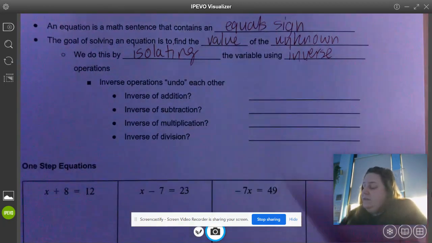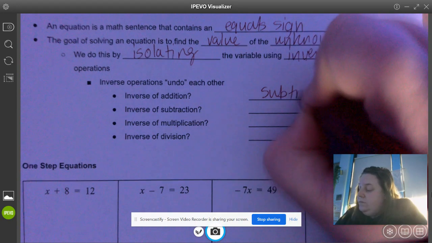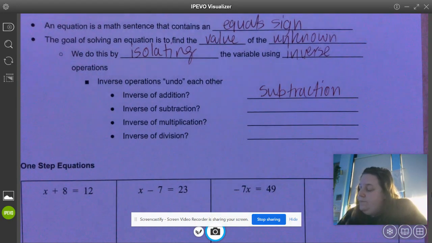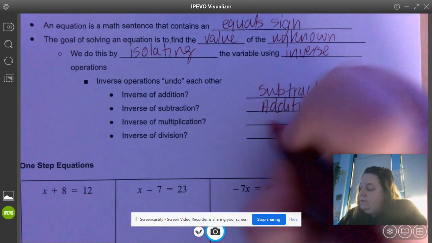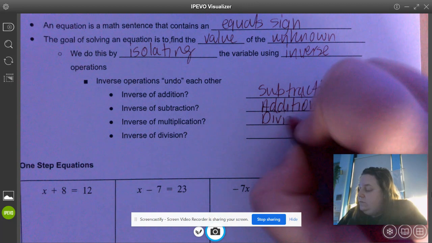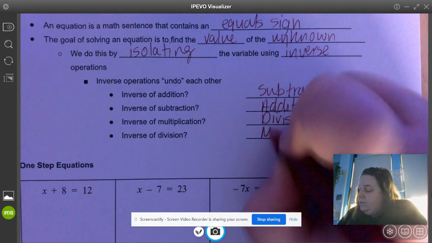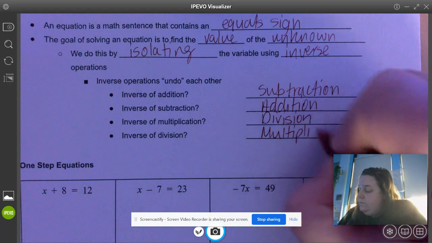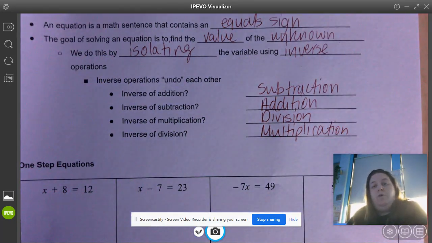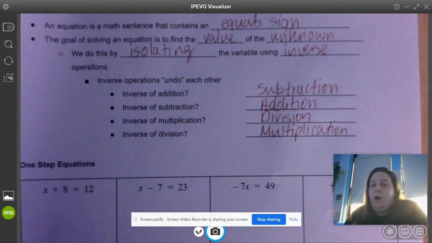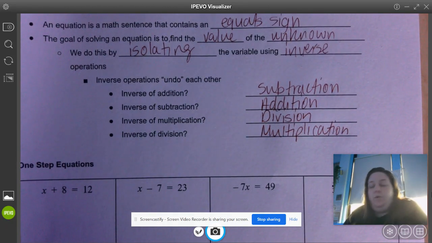So the inverse of addition would be subtraction. The inverse of subtraction would be addition. Inverse of multiplication is division, and the inverse of division is multiplication. So I like to think of solving an equation like a mystery. We have an unknown we're solving for, and we're using the clues and what we know to work backwards to solve the crime or solve the equation. I'm going to skip one-step equations since that's a sixth grade standard, so we should have mastered that, and I'm going to go straight to the two steps.